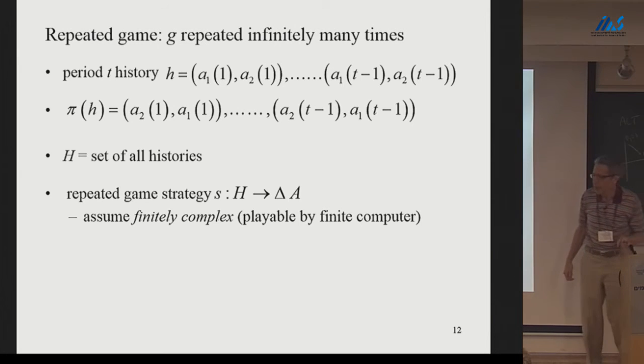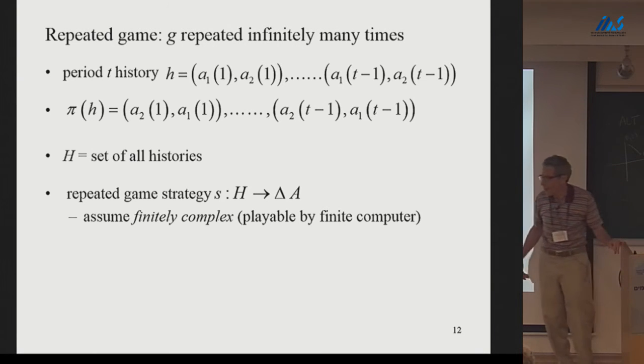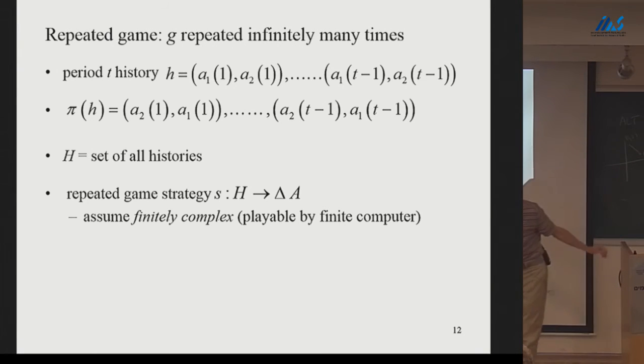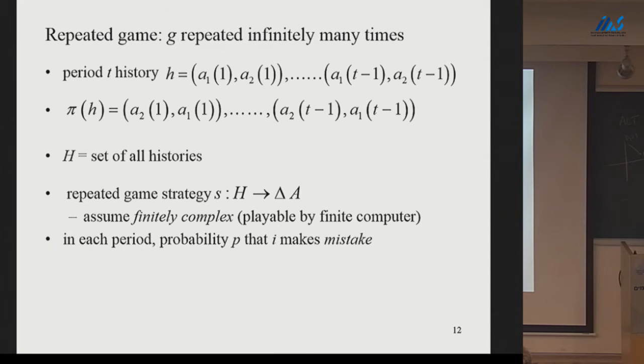A finite automaton, right. Not a very strong assumption, but it makes some of the arguments easier. It's not a Turing machine. A Turing machine has an infinite tape, that's right. It's a finite automaton, as actual computers are, or actual people are.